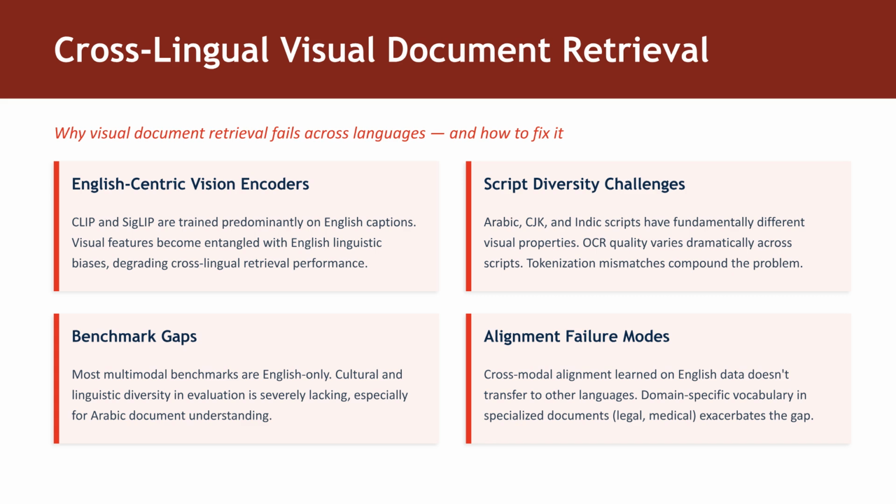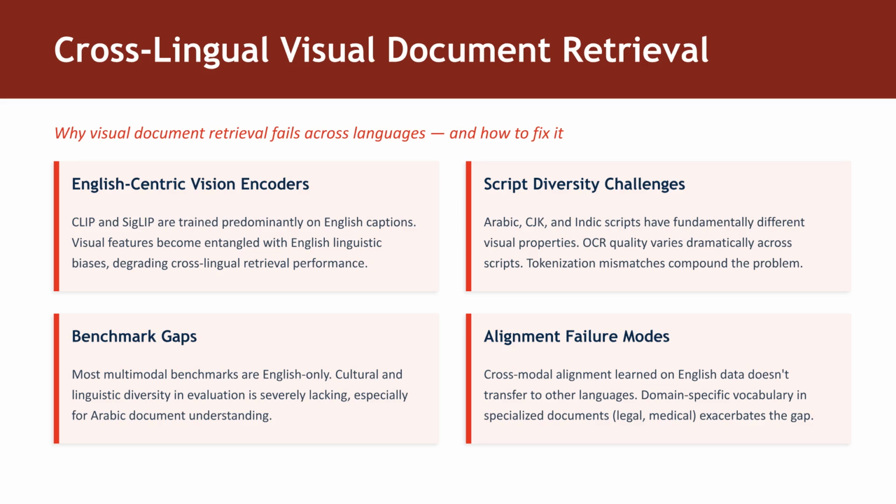Why does visual document retrieval fail across languages, and how can we fix it? There are 4 main failure modes. First, English-centric vision encoders. CLIP and SigLIP were trained predominantly on English captions. This means the visual features they produce are entangled with English linguistic biases. When you try to use these encoders for cross-lingual retrieval, performance degrades, because the visual representation itself carries language-specific artifacts.